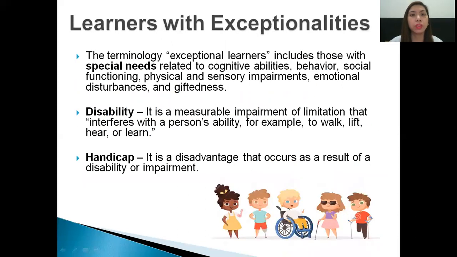Let us move on to learners with exceptionalities. The terminology exceptional learners includes those with special needs related to cognitive abilities, behavior, social functioning, physical and sensory impairments, emotional disturbances, and giftedness. Disability is defined as a measurable impairment or limitation that interferes with a person's ability, for example, to walk, lift, hear, or learn. Handicap is a disadvantage that occurs as a result of a disability or impairment.